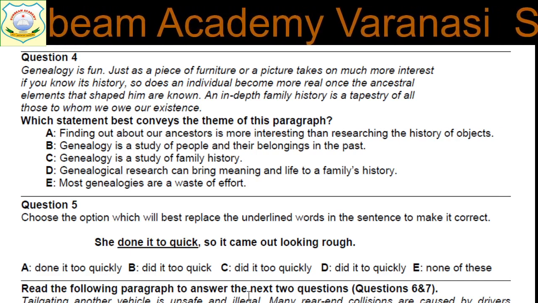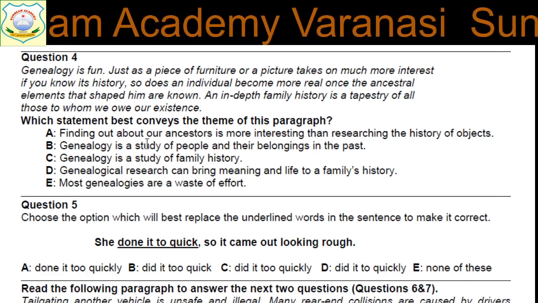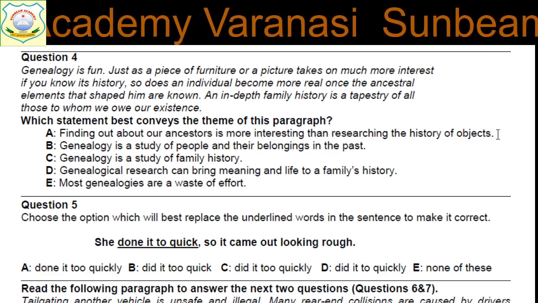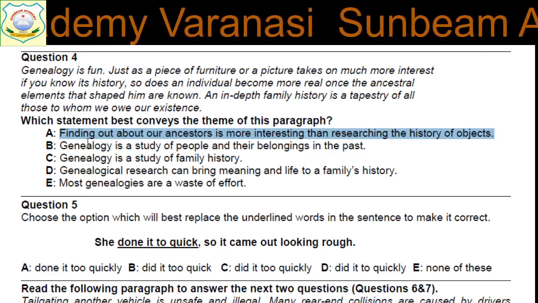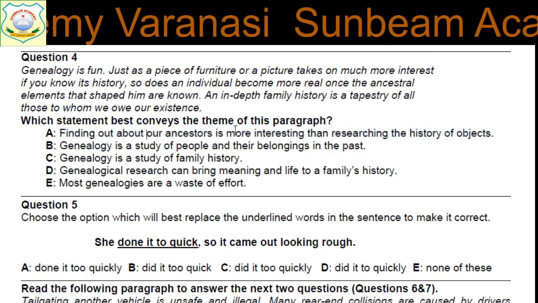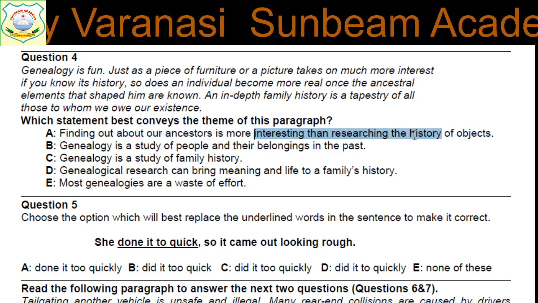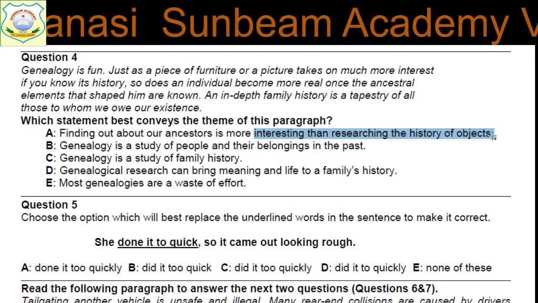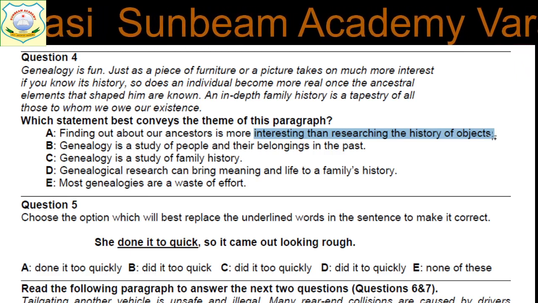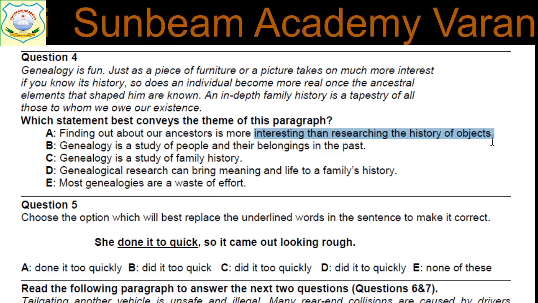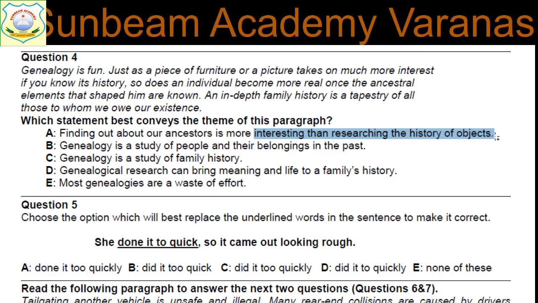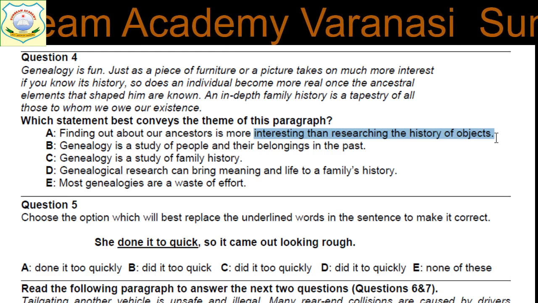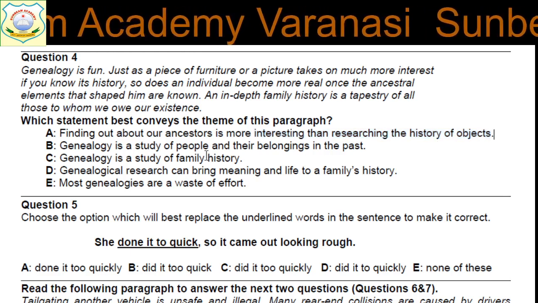Children, here the options are: finding out about our ancestors is more interesting than reading the history of objects. Means if you are reading the history of objects, it will not bring any interest to you. Simply, if you are reading history, it will not be important. But if you are reading anything about your ancestors, it will bring some fun or interest to you. This is the first option.